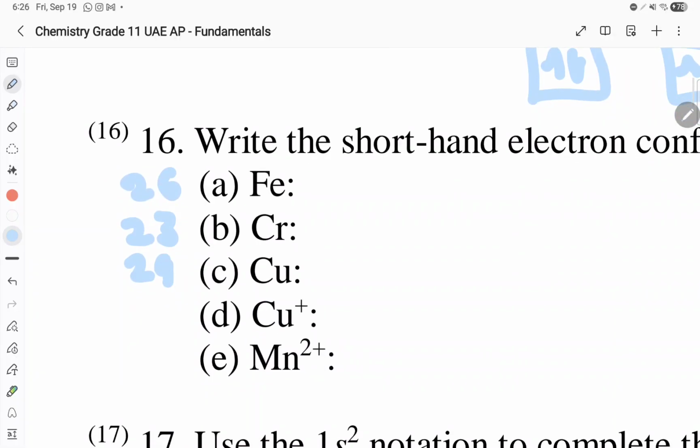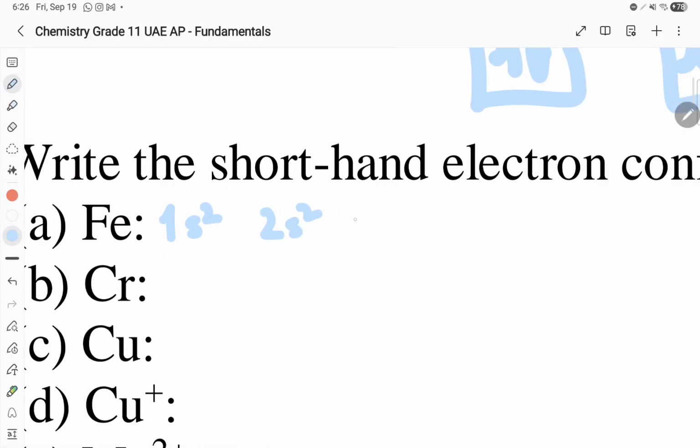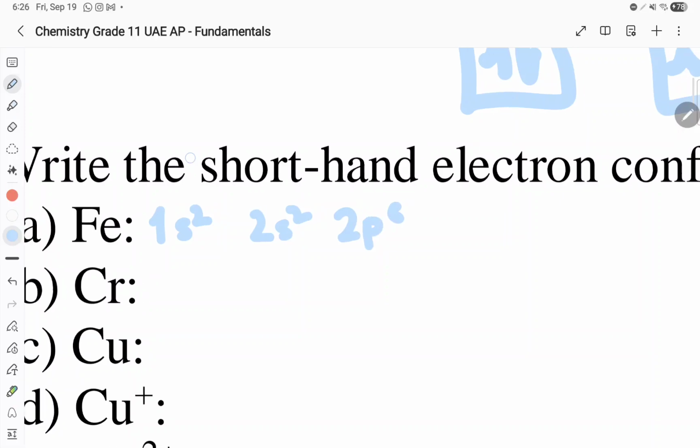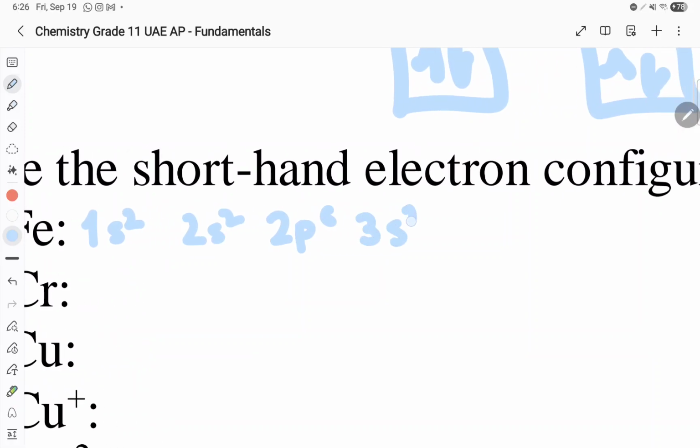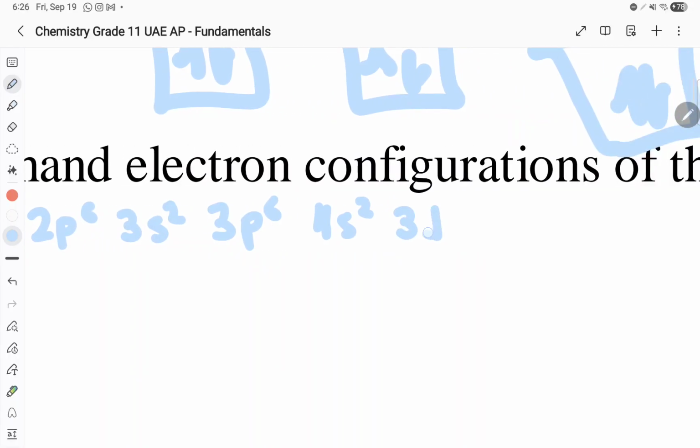And we'll talk about Mn and copper later. Now we first write the full one. So it's 1s2, 2s2, 2p6, 3s2, 3p6, 4s2, then 3d6.